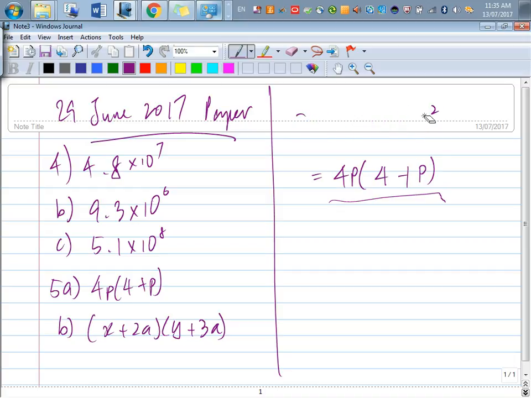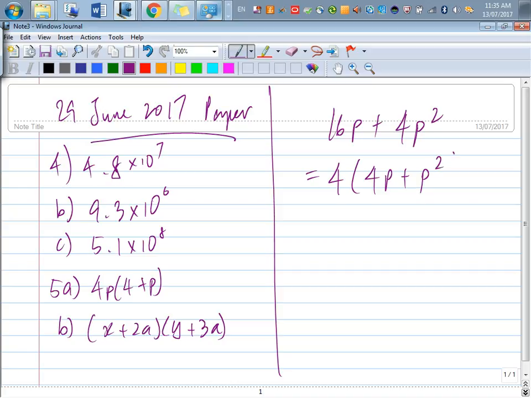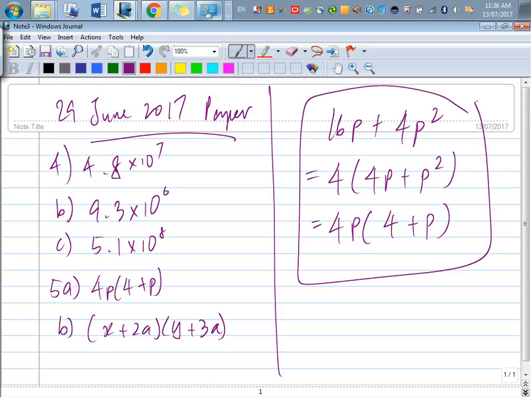No, wait. Listen. What is in your paper? Your paper has 16p plus 4p squared, right? Then you factorize this out, you divide by 4, you will get 4p plus p squared, correct? Then you divide by p, you get 4p, 4 plus p, correct? So what did I show as the answer just now? I showed plus. Then after I changed to minus because I thought you all had a different question. So my original answer was correct. This is the answer.